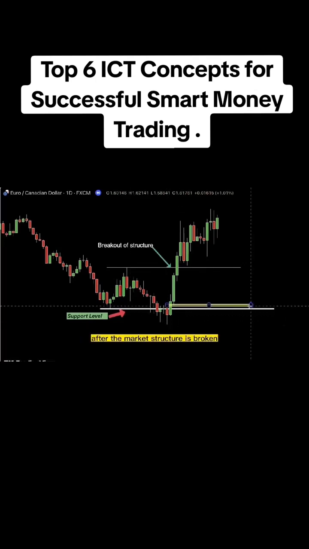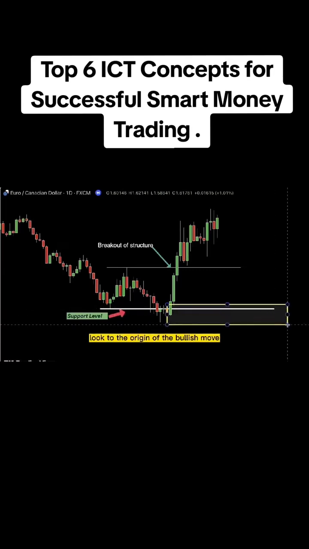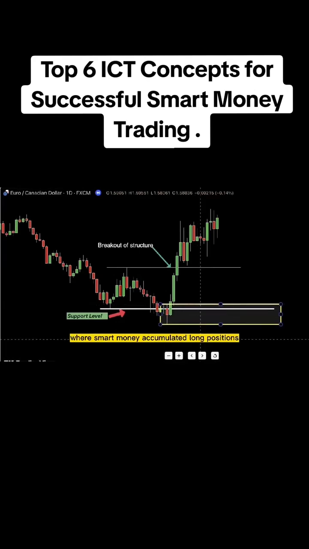Find the origin of the move. After the market structure is broken, look to the origin of the bullish move. This area represents the order block, where smart money accumulated long positions. In this case, it is a strong bullish candle near the bottom of the downtrend, right before the reversal.